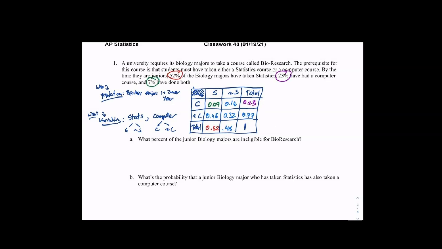So the first question's a little bit different because it says the prerequisite is that students must have taken either statistics or computer science. So to be ineligible, you have not. This question is asking, what is the probability that the student has not taken a computer science course and not taken a statistics course? They have not taken either. If you've taken one of them, you're okay. So you're ineligible if you have taken neither. So what's the answer?